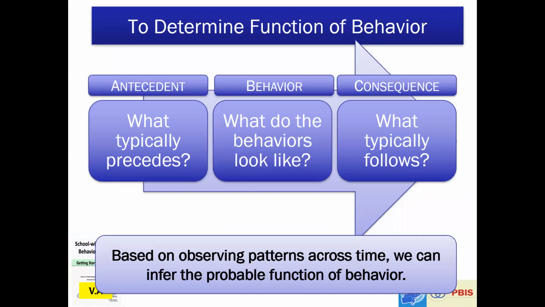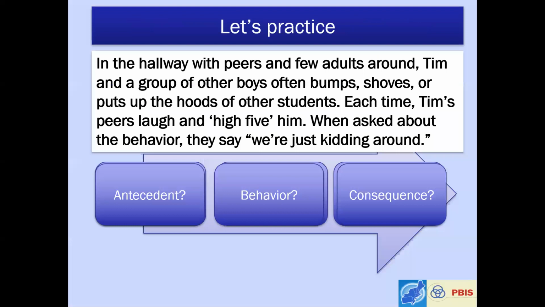And we use this framework where we think about the antecedent as what typically precedes the behavior itself, and the consequence, what typically flows from that behavior, as a way to observe patterns across time. If we can notice and have data relative to those patterns, we can infer the probable function of the behavior. Let's look at an example of how we would consider this from the individual and more of a group-based or school-wide approach.